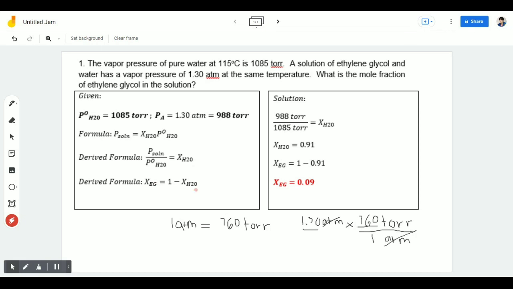So, sa solution naman, madali lang. Plug in all the values, 988 torr over 1085 torr, cancel si torr, matitira ay 0.91. And si 0.91, siya yung mole fraction ng solvent, which is ng water. And then para mahanap si mole fraction ng ethylene glycol, is susubtract natin si 0.91 sa 1. Kaya ang kakalabasan, ang mole fraction ng ethylene glycol sa solution ay 0.09.